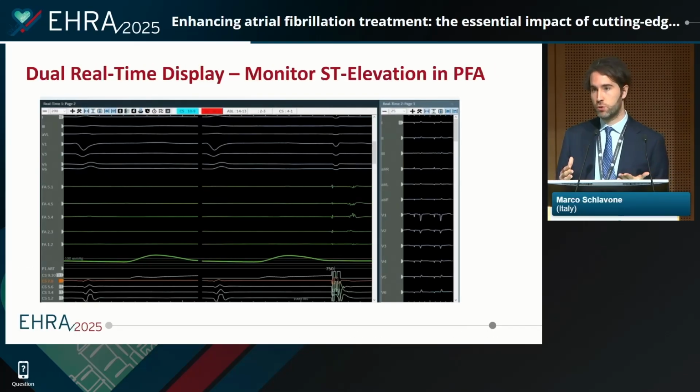This is another feature of this new system that I find very useful in the PFA era because you have a dual real-time display to monitor eventually ST elevation in PFA. So you have your classic real-time screen with, for example, 25 speed, 50 speed, whenever you get used to. But on the right, you have the 12 lead ECG with all the channels at the speed that you want, I assume 25 speed, where you may detect easily, eventually, some slight ECG changes.